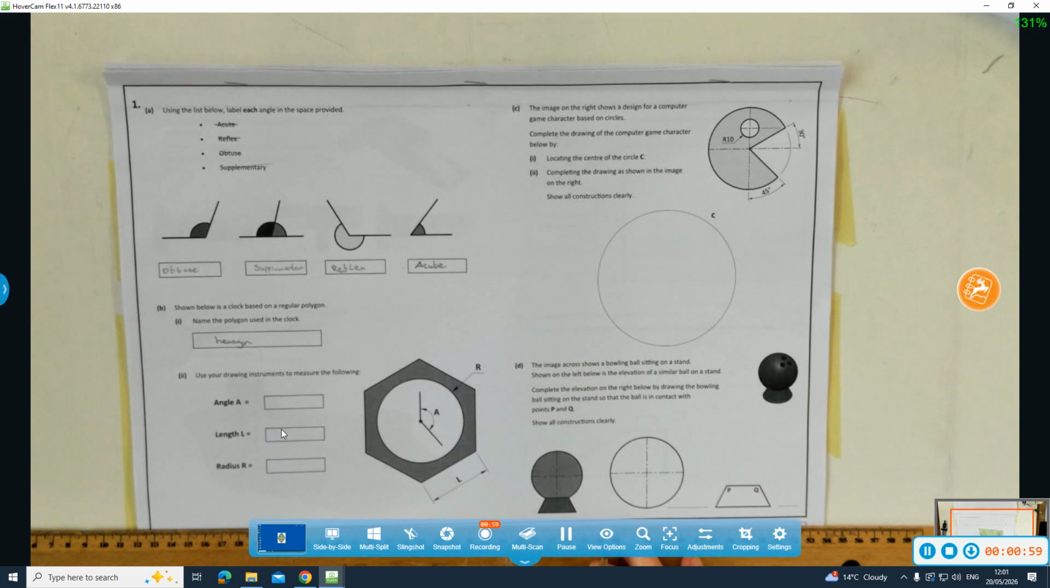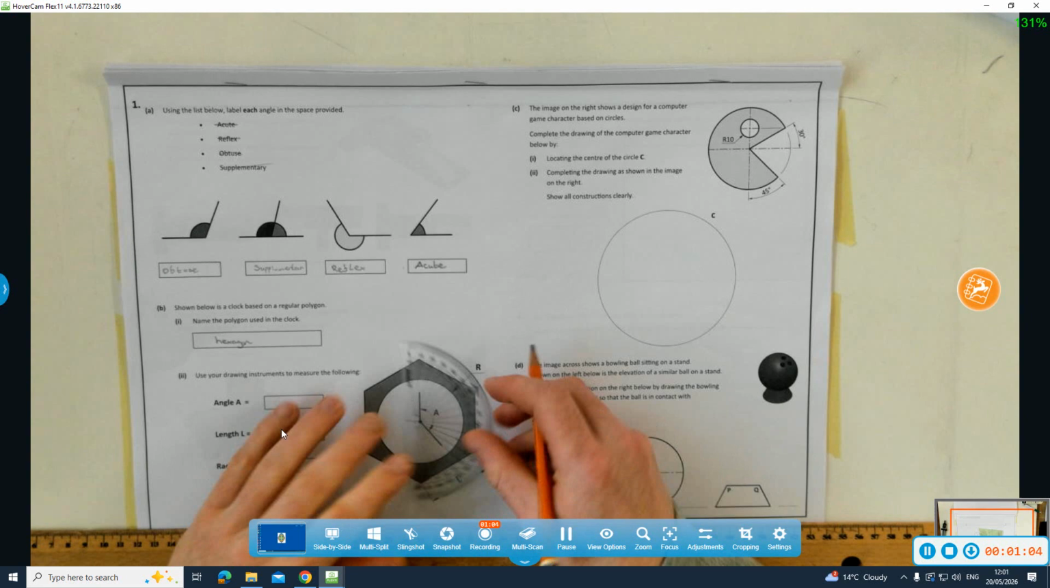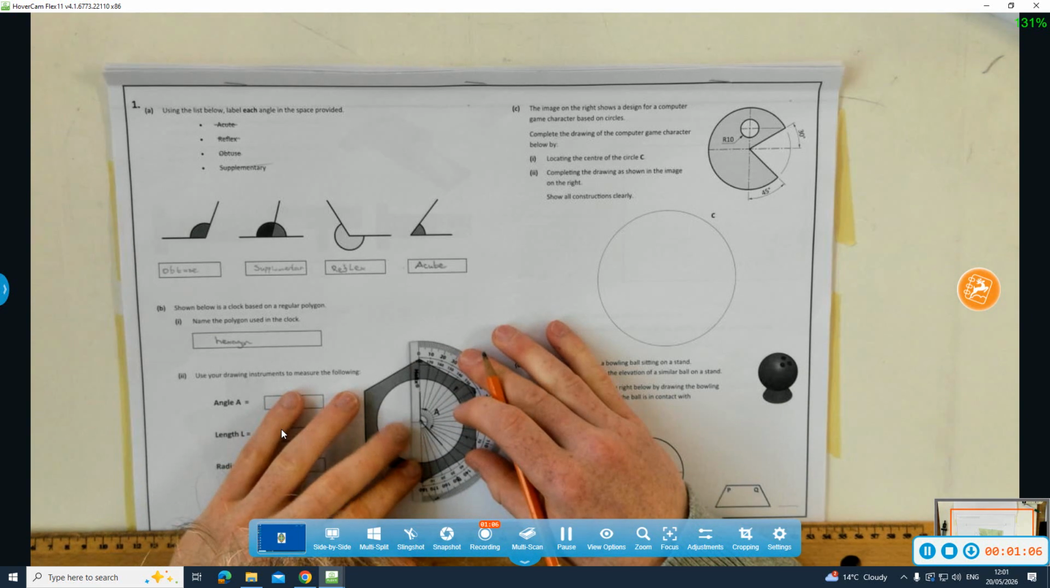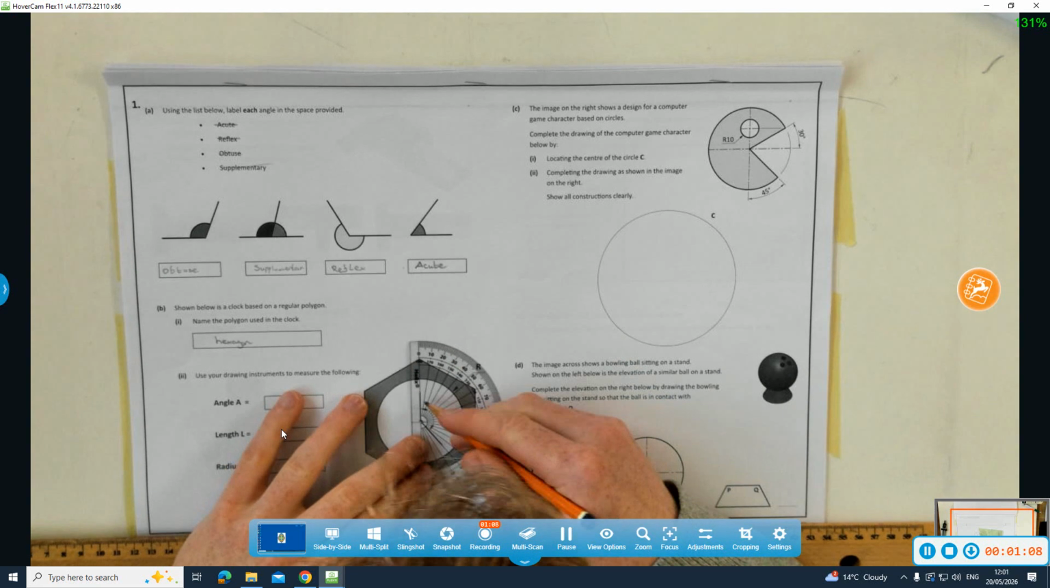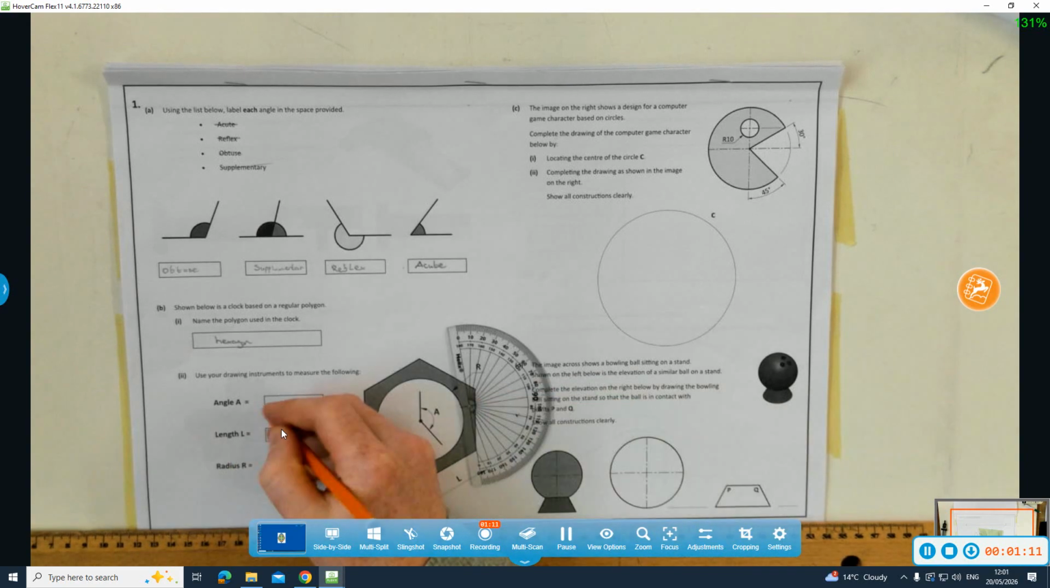Use your drawing instruments to measure the following. So we have to measure the angles and stuff. So angle A. Track it down. 0, 0 in the middle. So 0, 10, 20, 140.